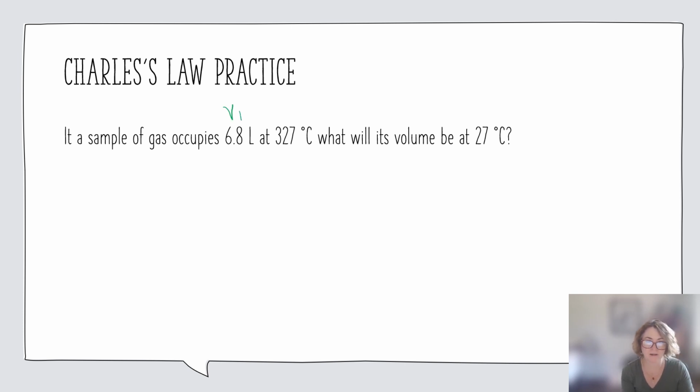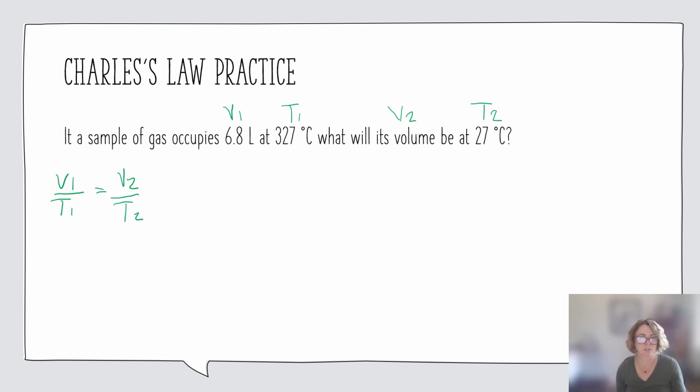6.8 is my initial volume. My initial temperature is 327 degrees Celsius. I want to know my new volume when I have reached my new temperature. All right, so let me go ahead and write out our equation. V1 over T1 is equal to V2 over T2.